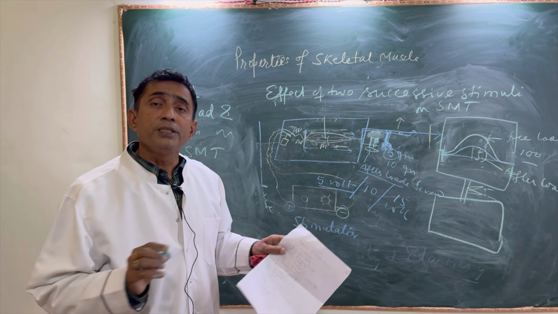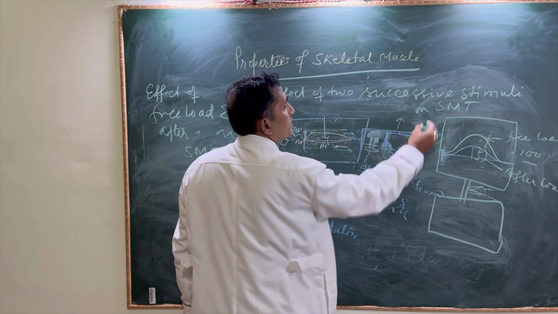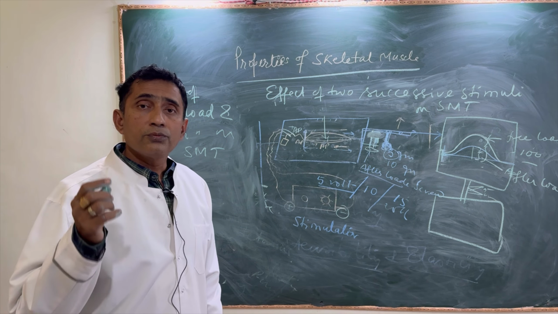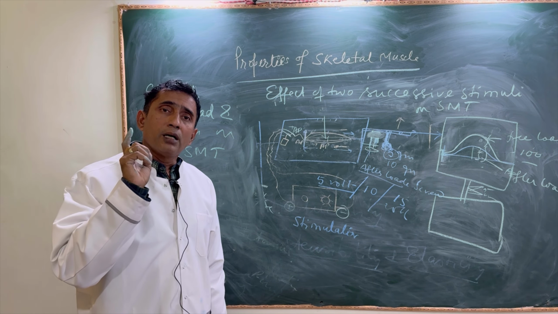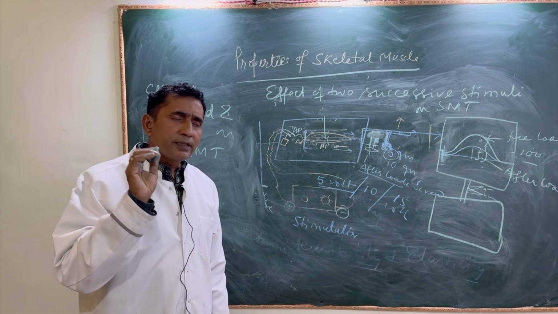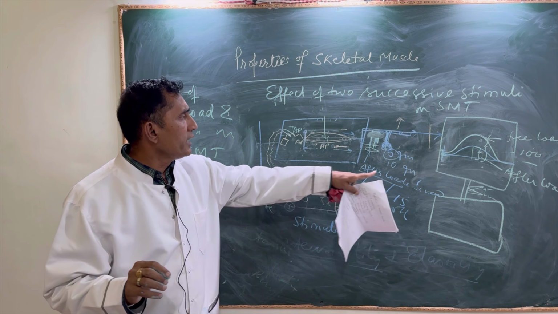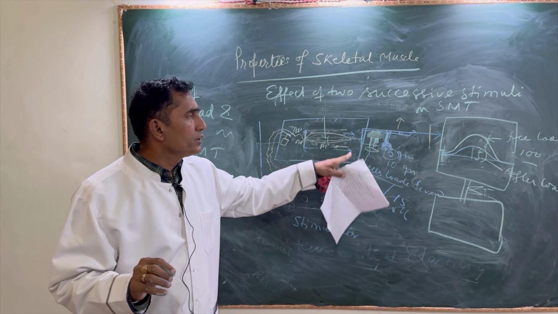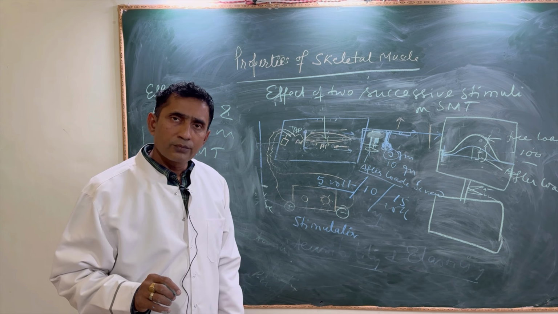Easily we can perform this experiment in the lab. So these are the properties of skeletal muscle which you must do in the laboratory. You can easily perform them if you have a living frog, a stimulator and a kymograph. Simply we can do all these experiments.